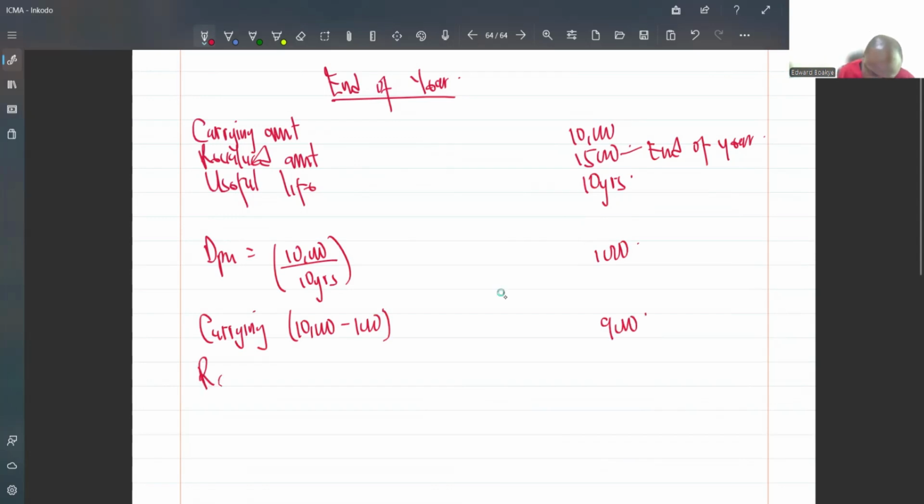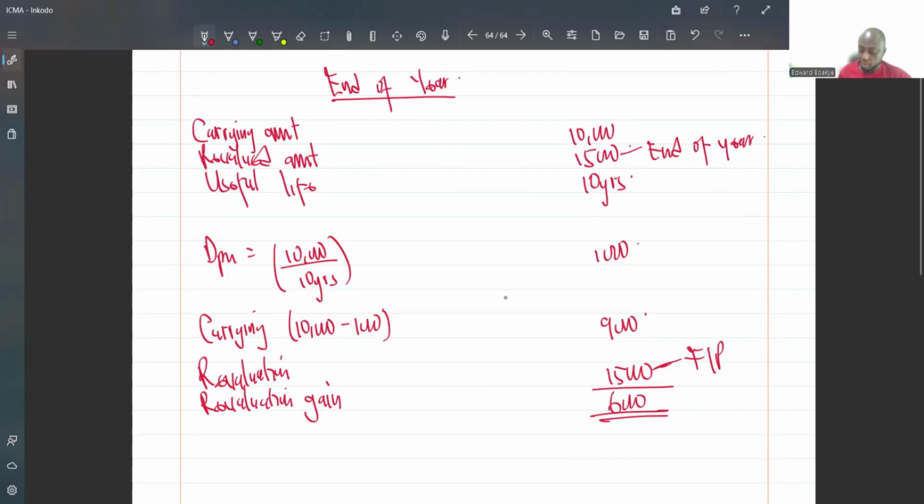But the revalued amount came in at the end of the year as 15,000. So this is what we are going to recognize in our financial position without any depreciation on it, because we've not used it. Then our revaluation gain will be this 15,000 minus the 9,000 to give us 6,000. So our revaluation gain is 6,000, which will go to the OCI and subsequently to your financial position.